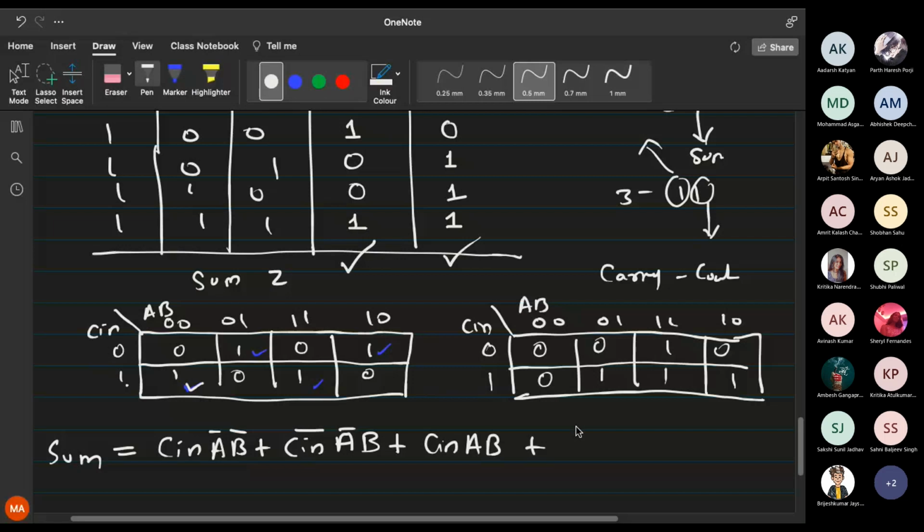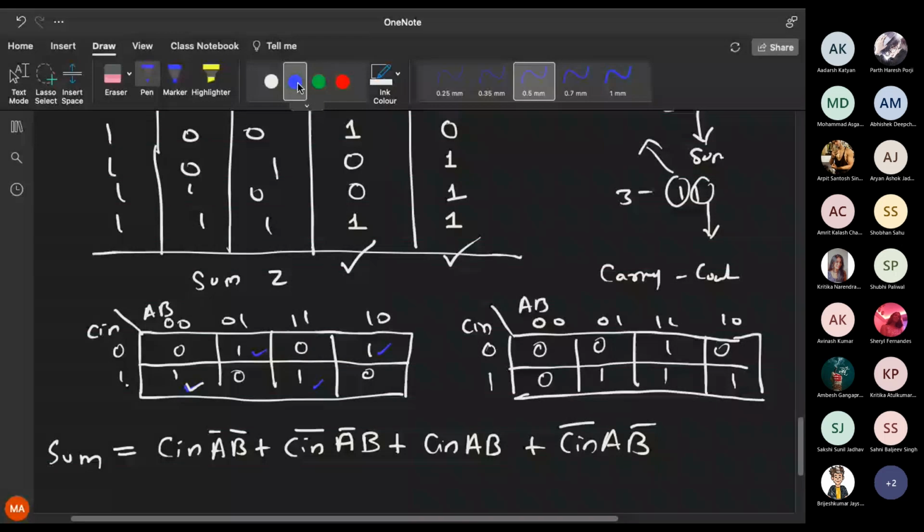C in bar A and B bar. Clear है यहाँ तक? Is this clear so far? I hope it is clear to you all. So once it is done, draw the equation, draw the circuit.